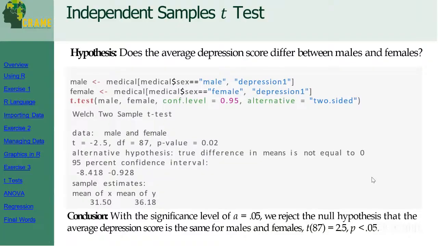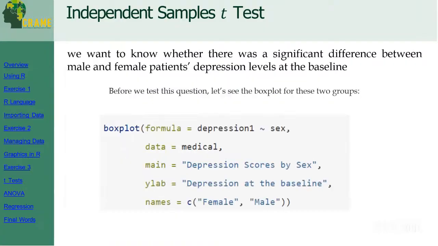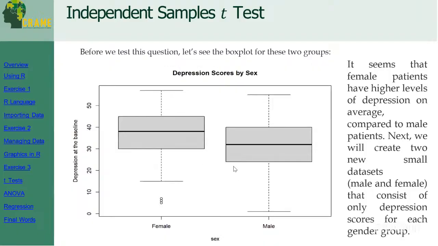Was it different in the male and female, the depression score? Yes, based on the box plot and the data set which we were looking at that time, it says that it is different, right? Let us see again the box plot. If you remember, we have made this box plot, right? And this shows that the female patients have a higher level of depression on average compared to the male patients.